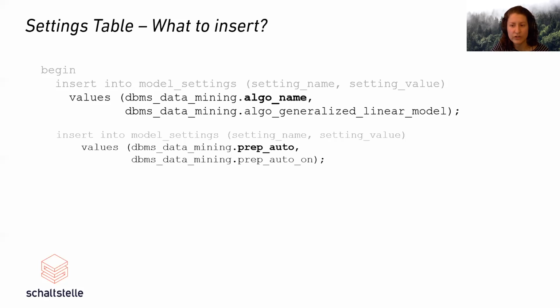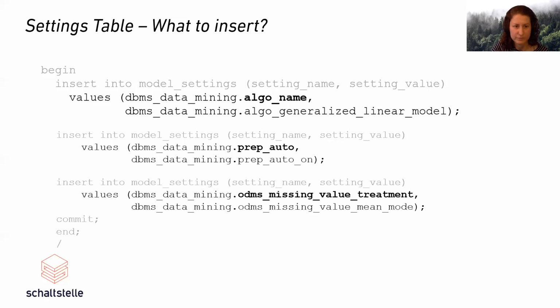It doesn't change the data table, but it's transforming the data when the model is created. And the third one is the definition of how the missing values are treated. So if you still forgot to eliminate some values in our data set, we define here how the missing values are treated. And we chose here that we want to use the mean mode for it.